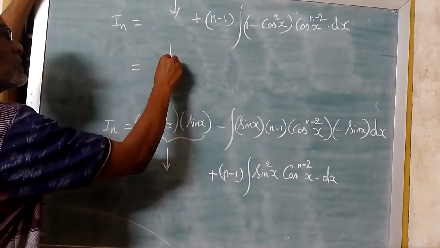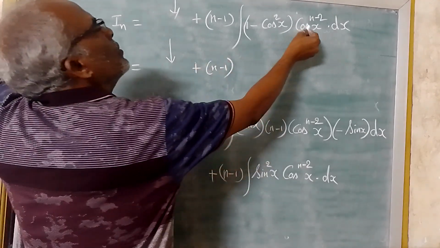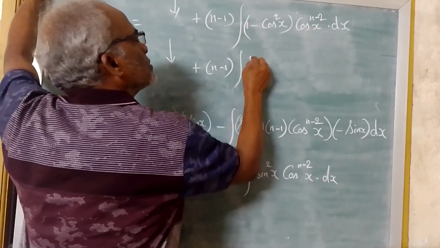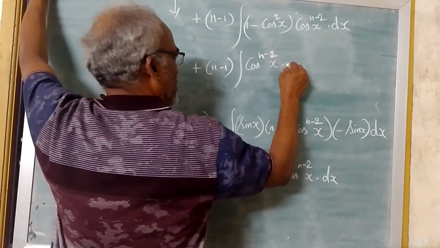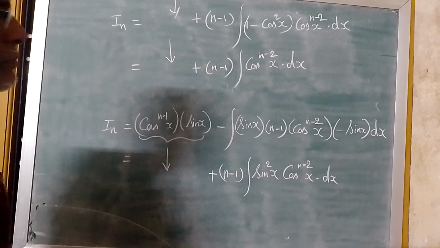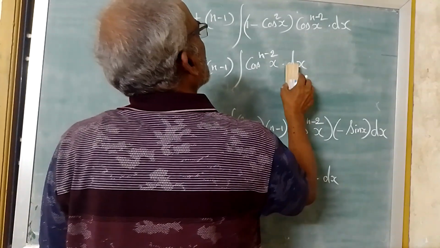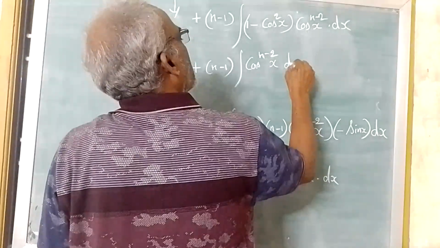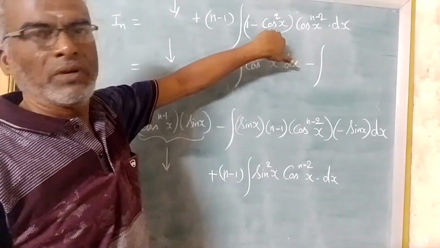Okay, right. So the next step will be, this term will come as it is, plus (n-1), so integral cos^(n-2)x into 1, that is cos^(n-2)x into dx. This is one part of the integration. The next part will be, so next minus dx minus integral this term multiplied with this term.